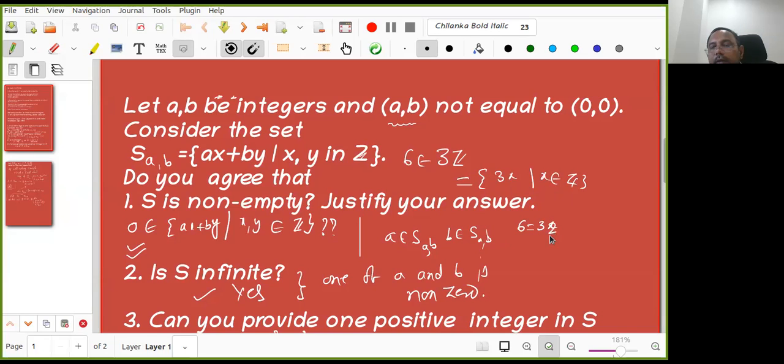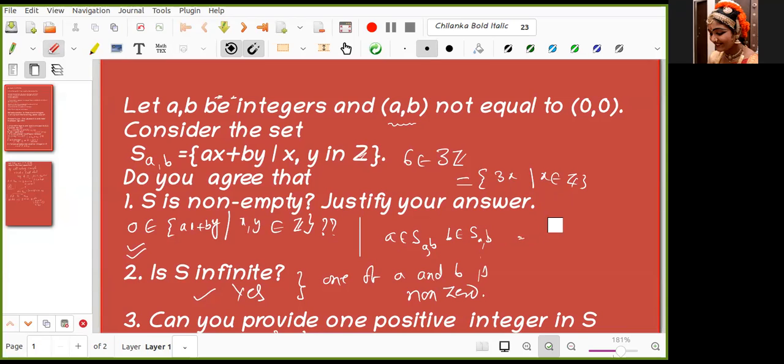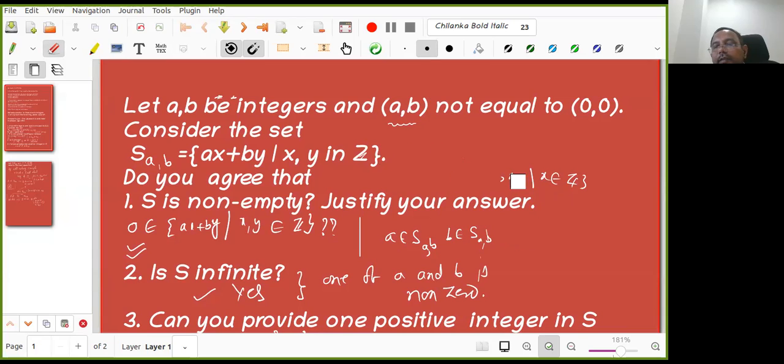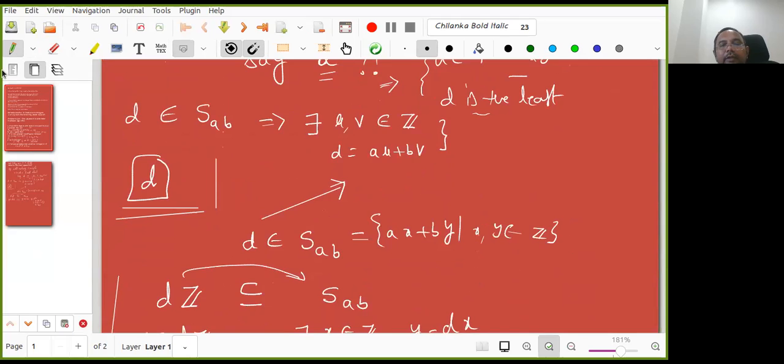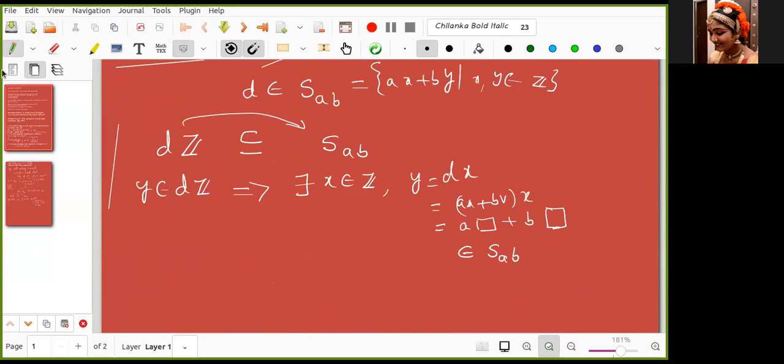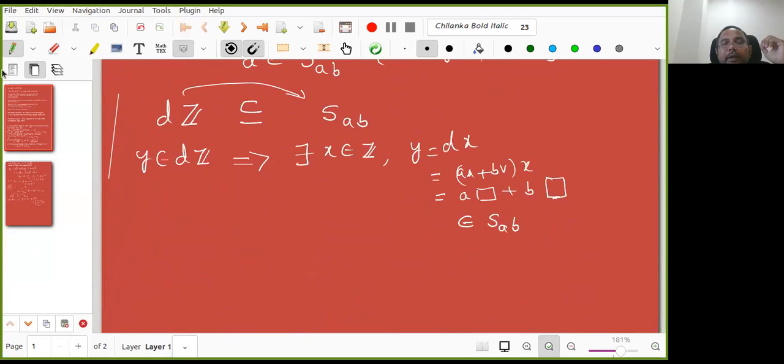Because you are taking a factor. No. 6 is a particular element. Right. Now once it is there, for that 6 there is a 2. There is a value in Z such that 3 into that value gives us 6. Yes, exactly. So like that, d is an element in SAB. So for that d there is a particular x. x has some value, y has some value. So that is u and v. Very good. That is a good question to ask also. Thank you.